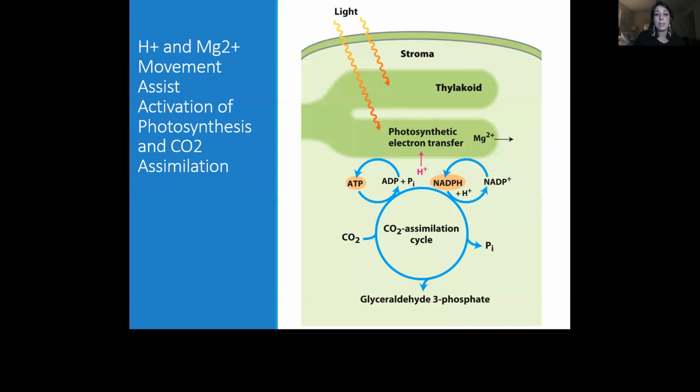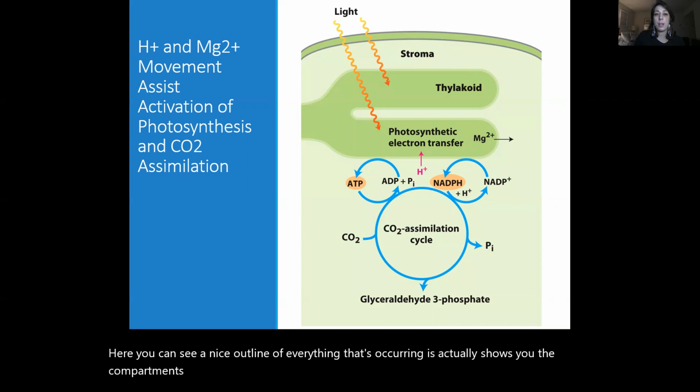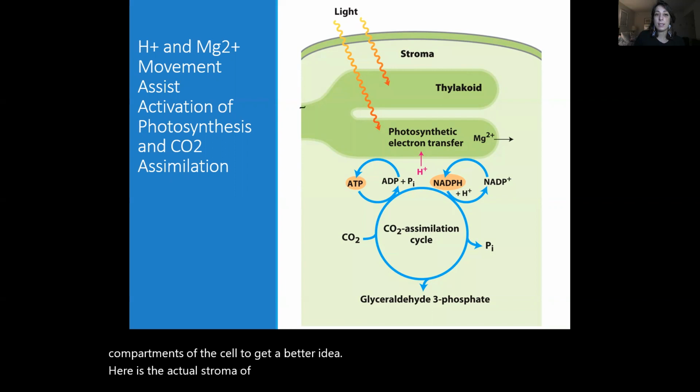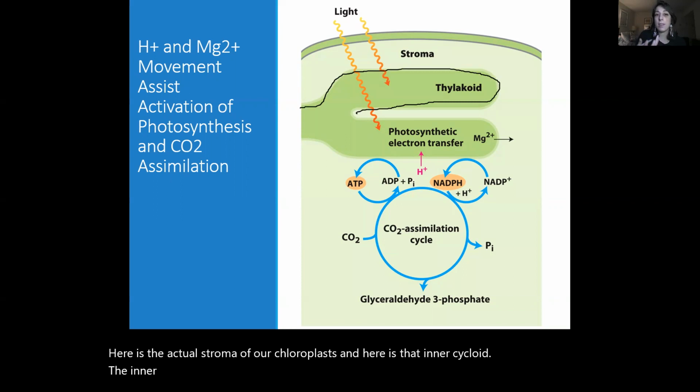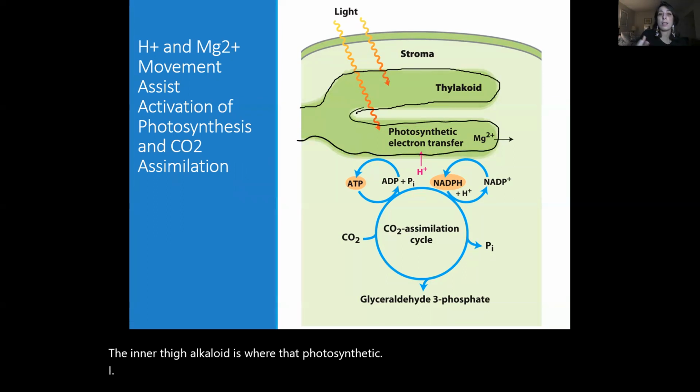Here you can see a nice outline of everything that's occurring. This actually shows you the compartments of the cell too, to get a better idea. Here is the actual stroma of our chloroplast, and here is the inner thylakoid. The inner thylakoid is where the photosynthetic process is occurring inside the chloroplast.